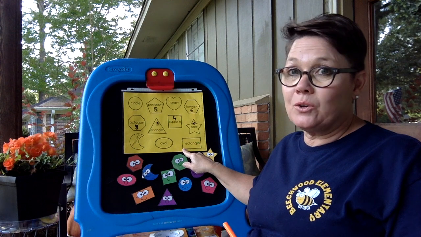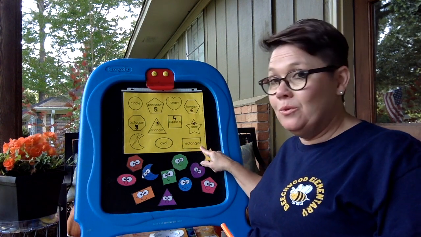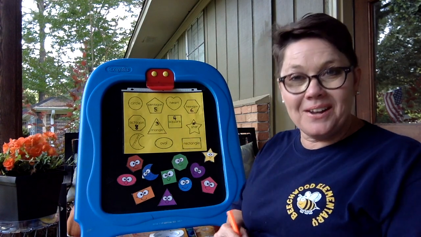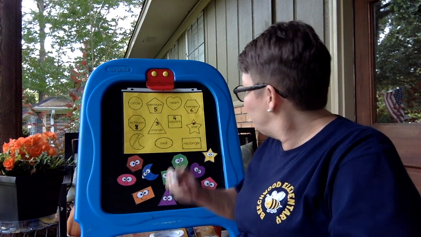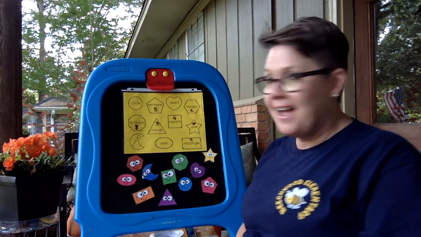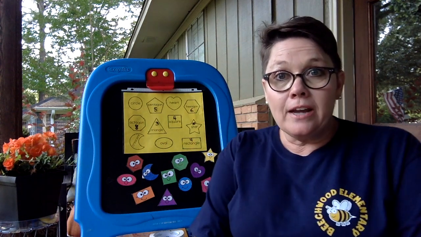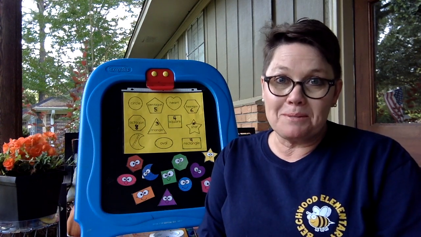Let's count the sides of the rectangle. One, two, three, four. Very good. So let's just write the number four right in there. Very, very good. This was super fun. Hey, come back tomorrow and we're going to do a little shapes matching.